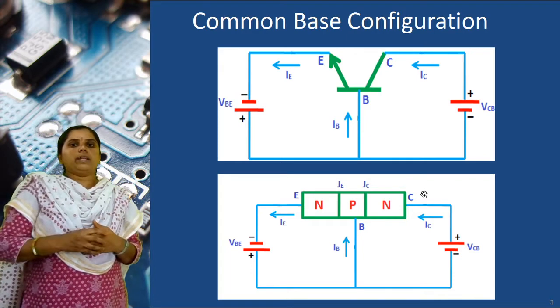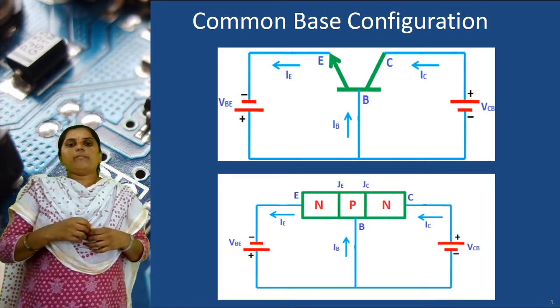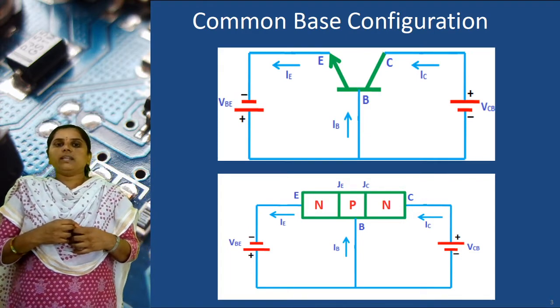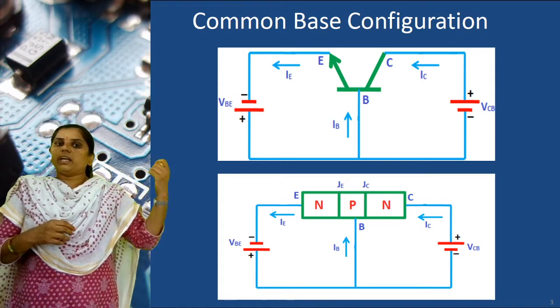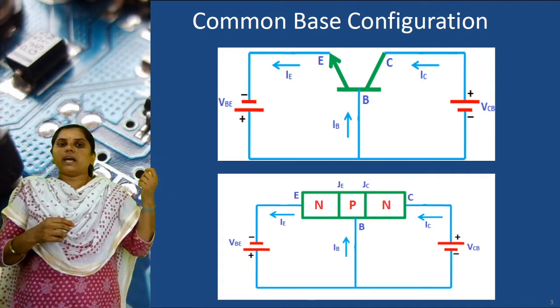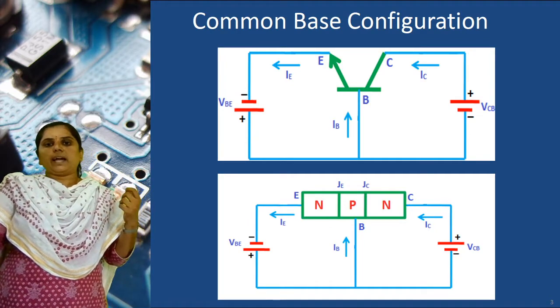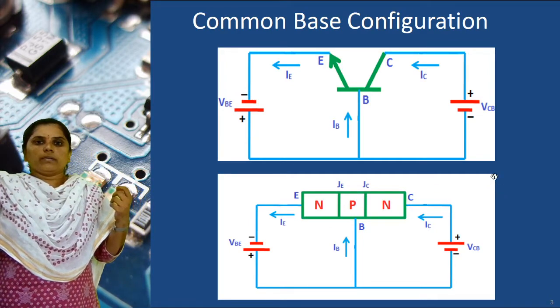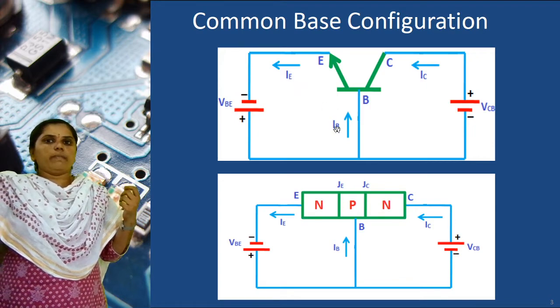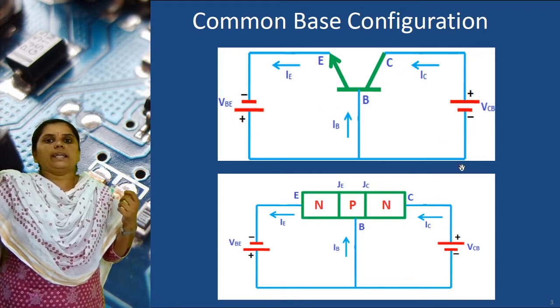We already learned this in the operation of the NPN transistor. So what is the input current? The input current, that is the emitter current, is equal to the base current plus the collector current.